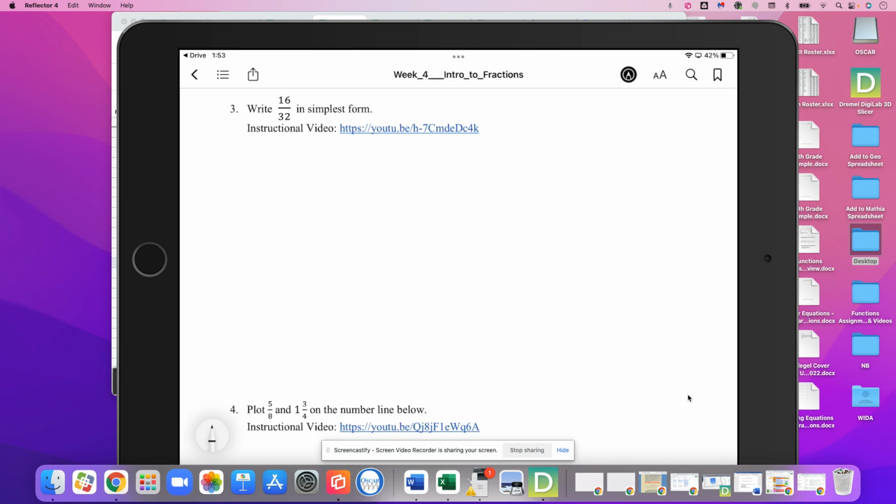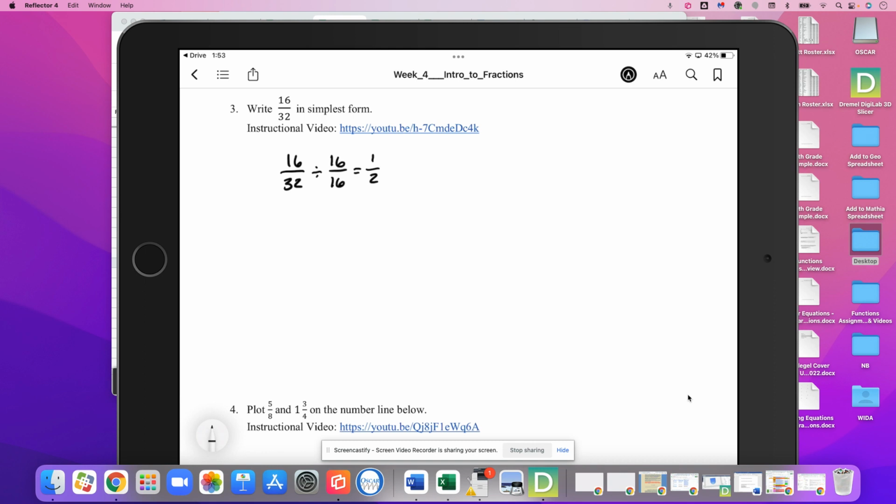So write 16 over 32 in simplest form. There's a couple ways to do this. The first way is to recognize that 16 and 32 are both divisible by 16. So I could divide 16 by 16 and 32 by 16, and I would get 1/2.